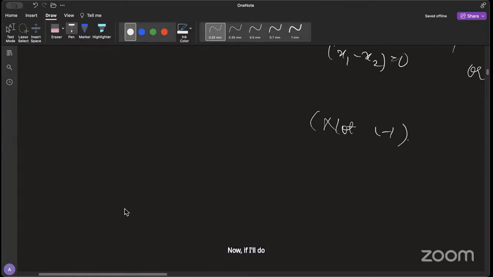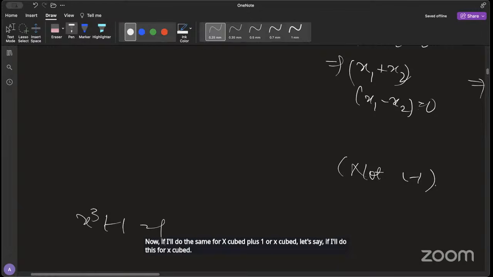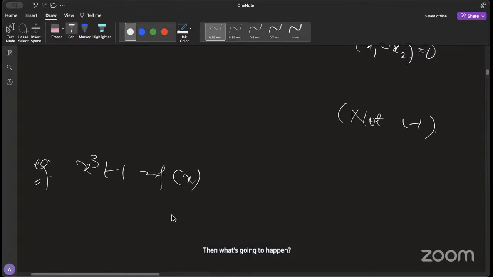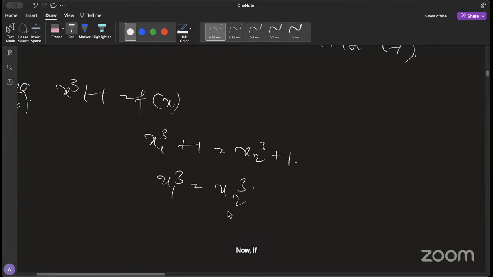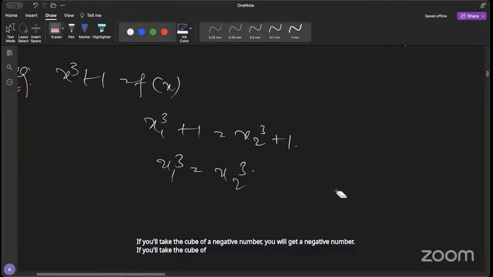Now if I do the same for x cube plus 1, or x cube, let's say if I do this for x cube plus 1, then what's going to happen? So we'll have x1 cube plus 1 is equal to x2 cube plus 1. And this will be x1 cube is equal to x2 cube. Now, if you have two numbers, the same concept does not apply here. If you take the cube of a negative number, you will get a negative number. If you take the cube of a positive number, you will get a positive number. So the negative-positive thing does not happen here.